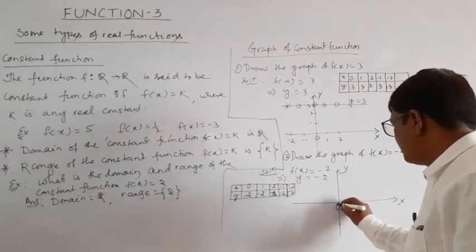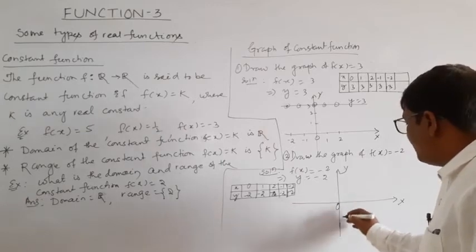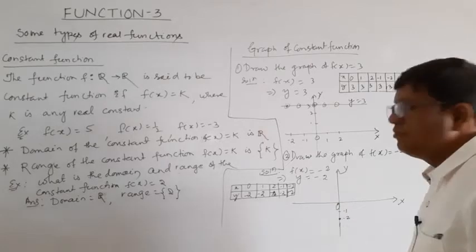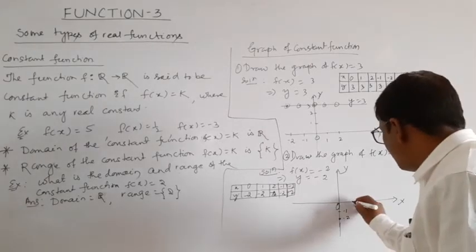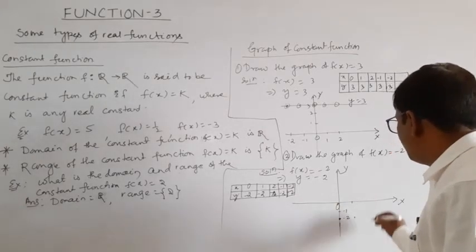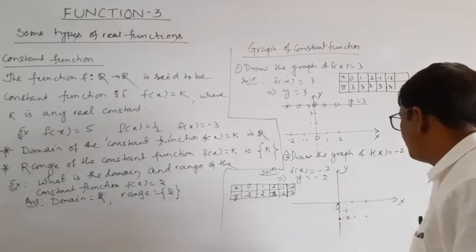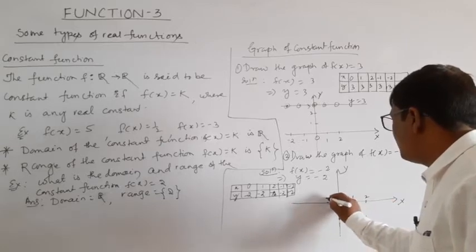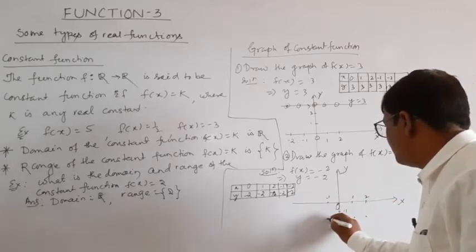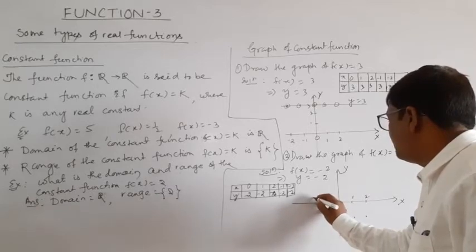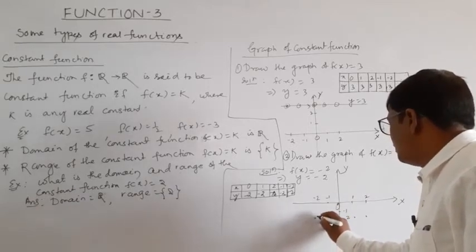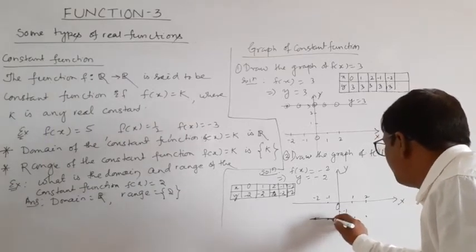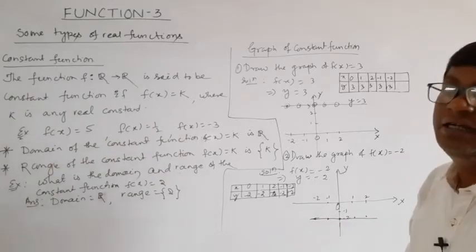So x is equal to 0, y equal to minus 2. This point is minus 2. X is equal to 1, this is minus 2. X is equal to 2, this is minus 2. X is equal to minus 1, this is minus 2, same. X is equal to minus 2, this remains the same. So the graph is parallel to the x axis.